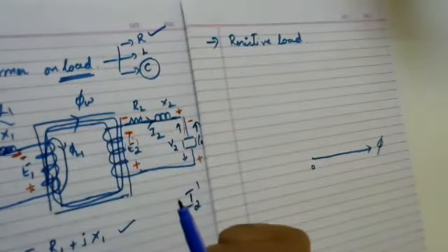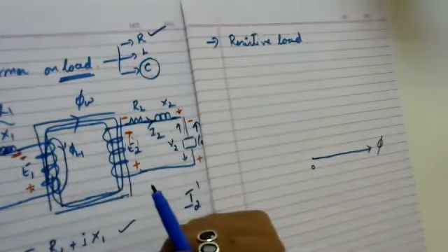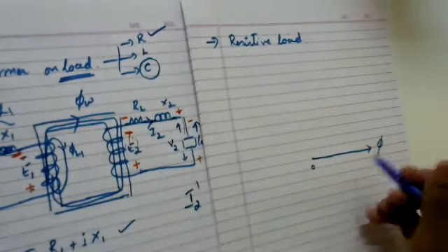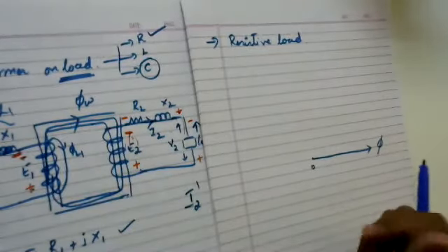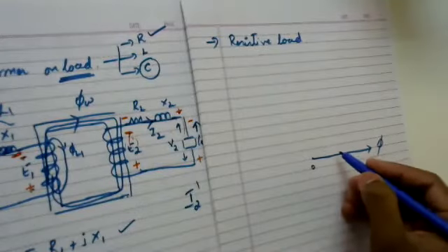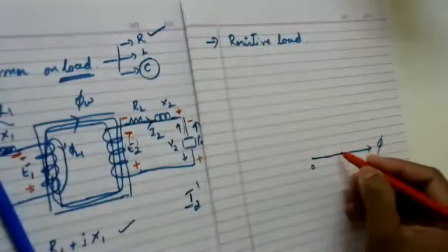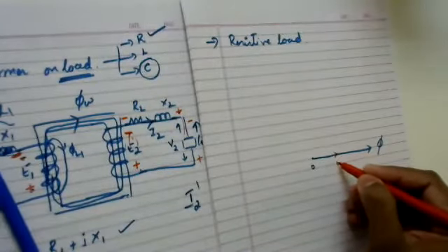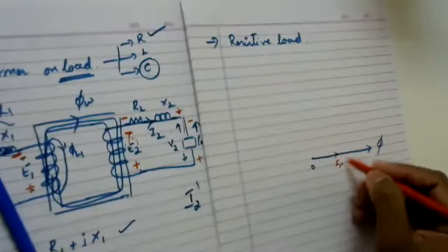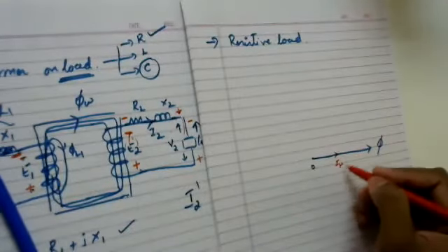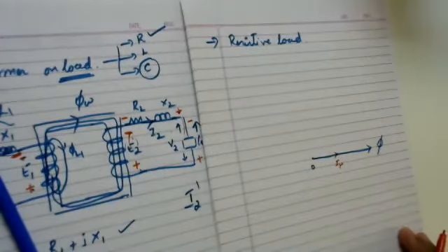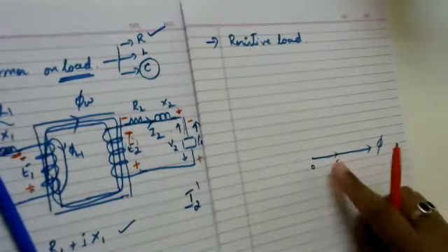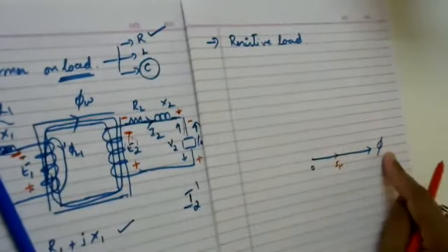Now, in the previous case, when we were drawing a transformer on no load condition, we said that there are two components. One is I mu. Let me draw it with some other color so that you are not confused. This I mu is called the magnetizing current, which is responsible for producing the flux in the circuit.